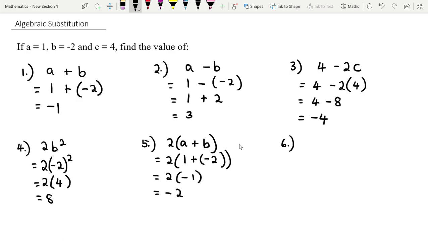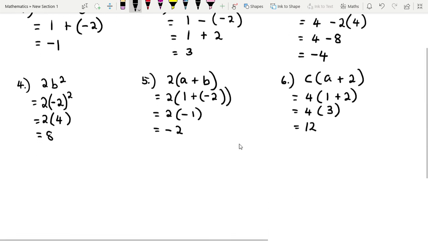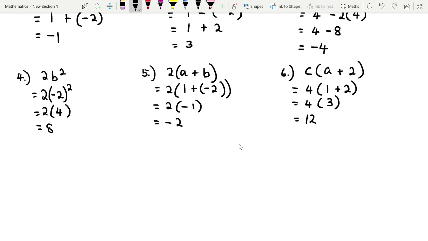Right, let's look at number 6. Number 6, we have c times a plus 2. So the value of c is 4, so we replace c with 4, and the value of a is 1, so 1 plus 2. Let's do our brackets first. 1 plus 2 is 3, and therefore 4 times 3 would give me 12. Okay, let's go on to number 7.